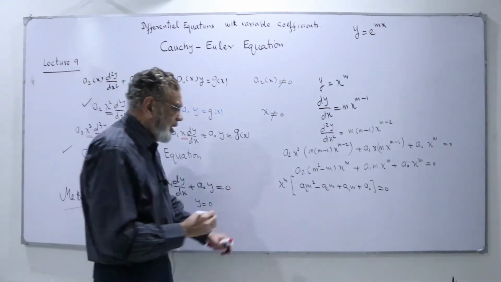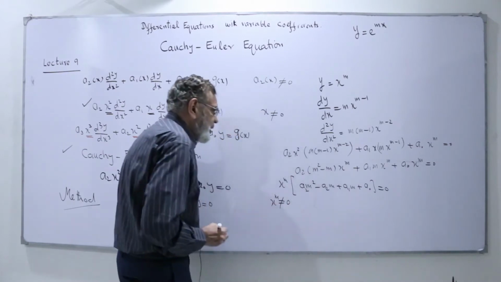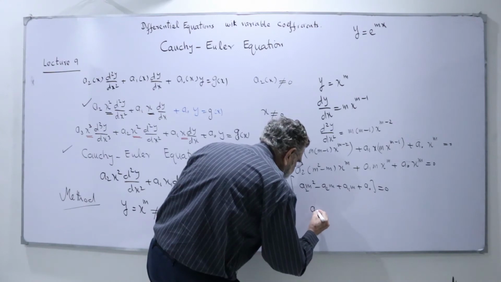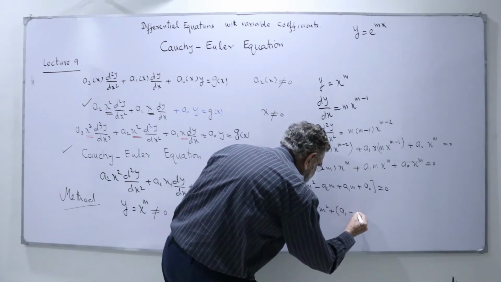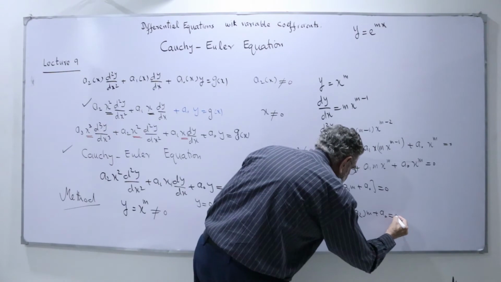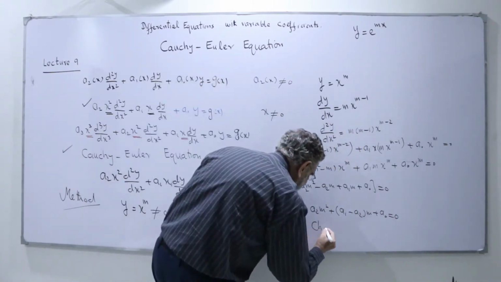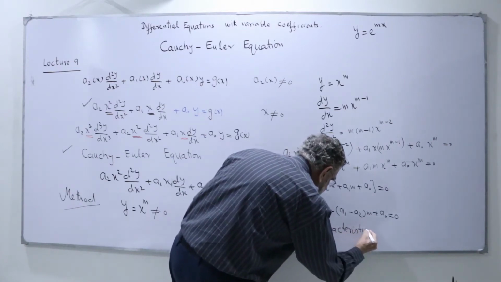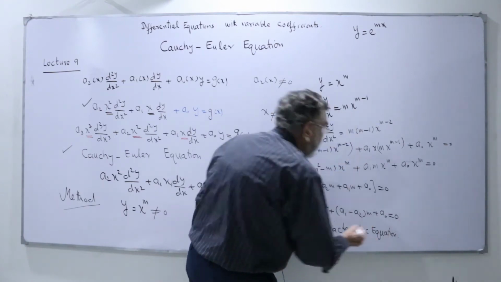So when you say this x to the power m is not equal to 0 because it can't be a solution of the differential equation, then what's left here is a2 m square plus, we take m common, I get here (a1 minus a2) m plus a0 equal to 0. So this equation which I got, I call it the characteristic equation.